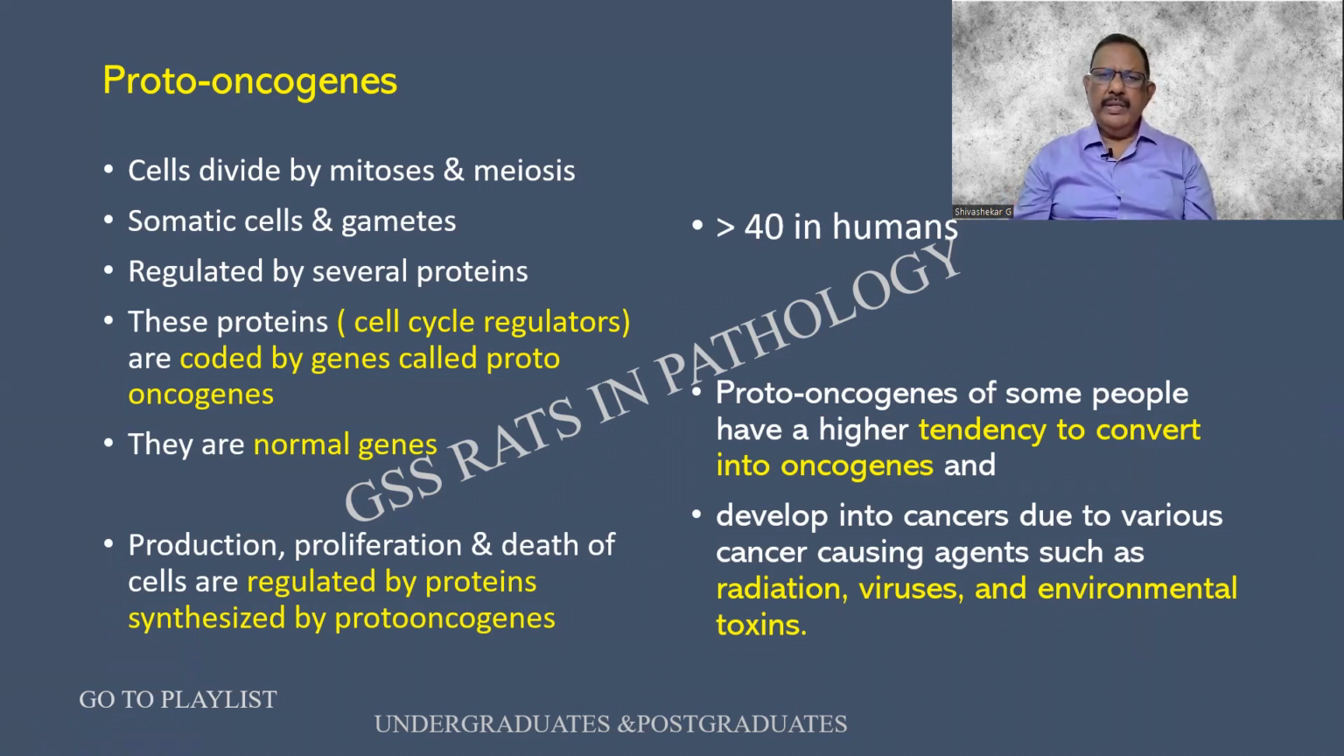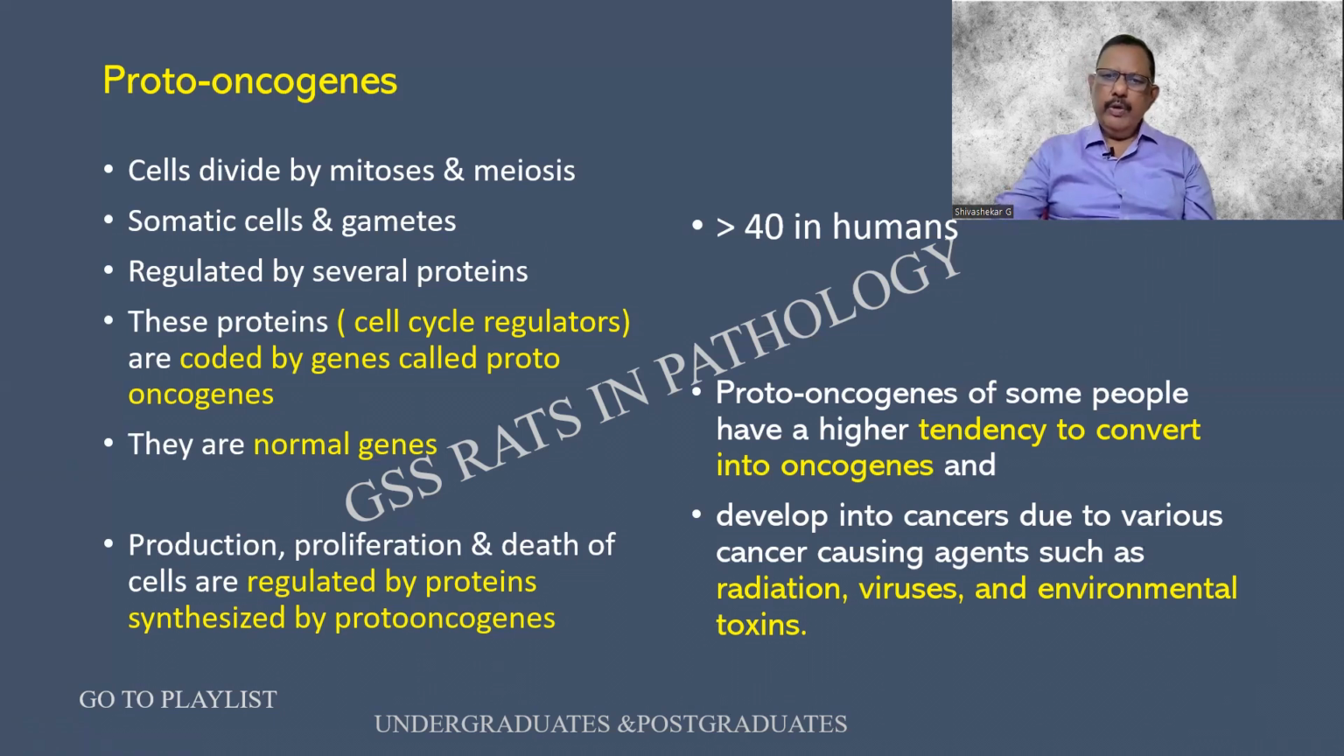Whenever something happens, there has to be a command, and these are coded by genes called proto-oncogenes. So proto-oncogenes are those that are cell cycle regulators. They are normally present and they are normal genes. The production, proliferation, and death of cells are all regulated by proteins synthesized by the proto-oncogenes.